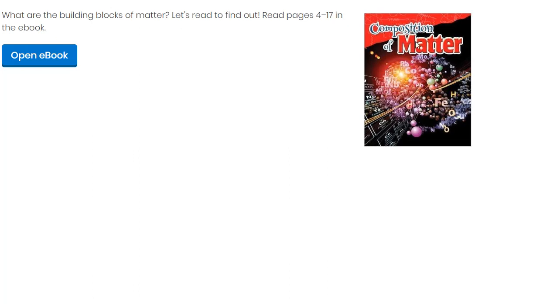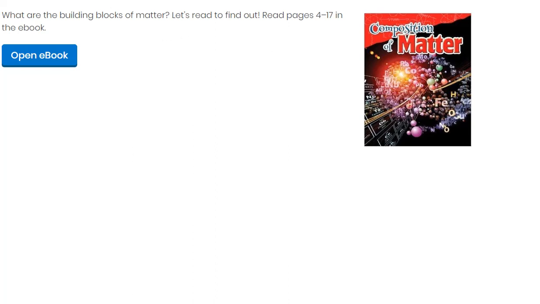Composition of Matter. Composition being a word that means what is it made of. So composition of matter means what is matter made out of. So when we take a close look at all the atoms and molecules that make up everything in our universe, we can see what they are made out of today.